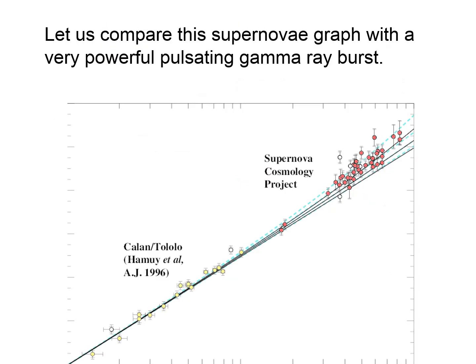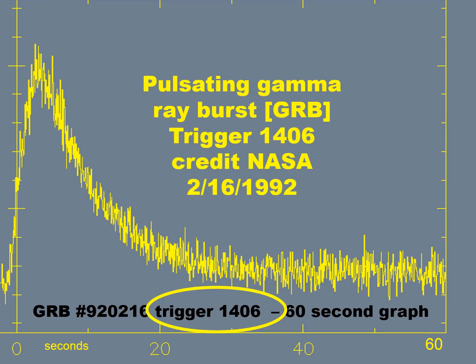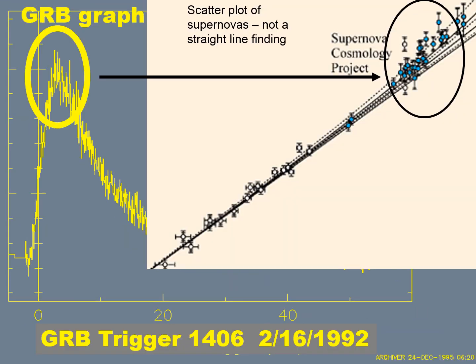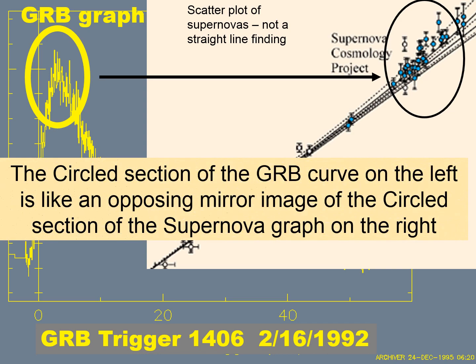Let's compare the supernova graph with a very powerful pulsating gamma ray burst. Here's a very powerful pulsating gamma ray burst, trigger 1406. And so we see the circled section of the GRB curve on the left is like an opposing mirror image of the circled section of the supernova graph on the right, supporting an explosive bubbling push in space, resulting in a scatterplot distribution.